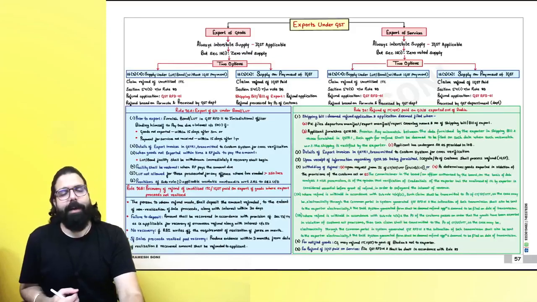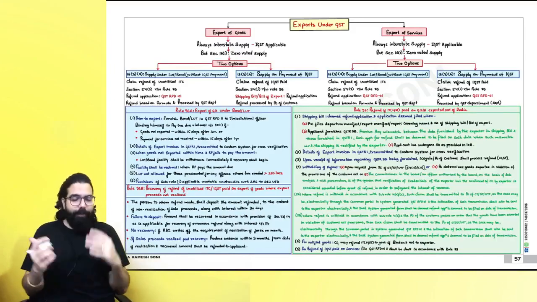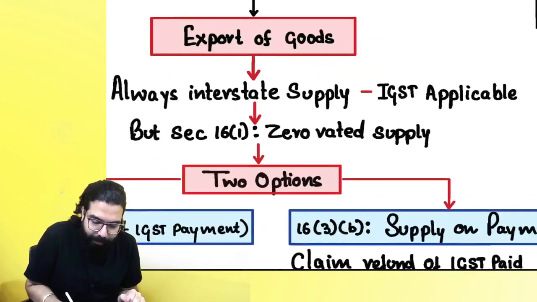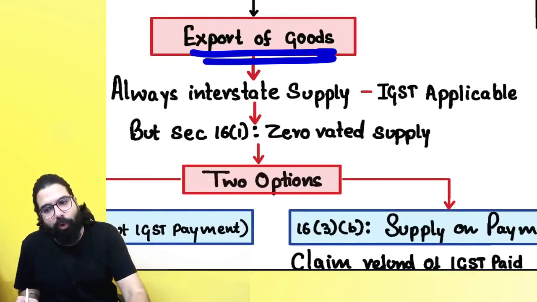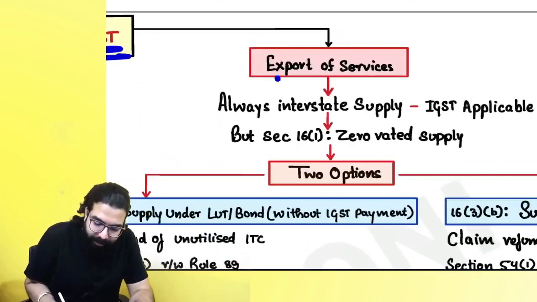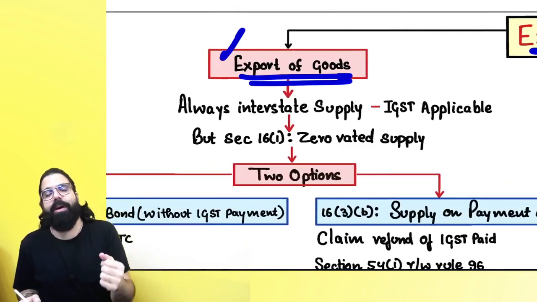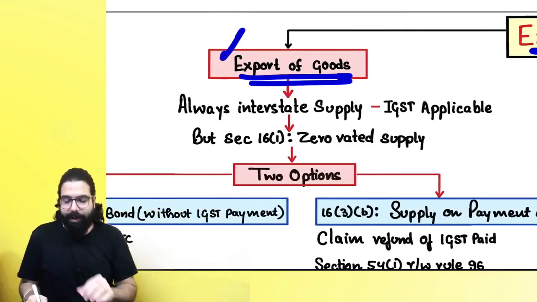Now listen, the next chapter which we are going to revise is the chapter of exports under GST. Everyone listen to me very carefully. Exports under GST can be of goods, and exports can also be of services. Always remember, export of goods means taking goods from India to outside India.